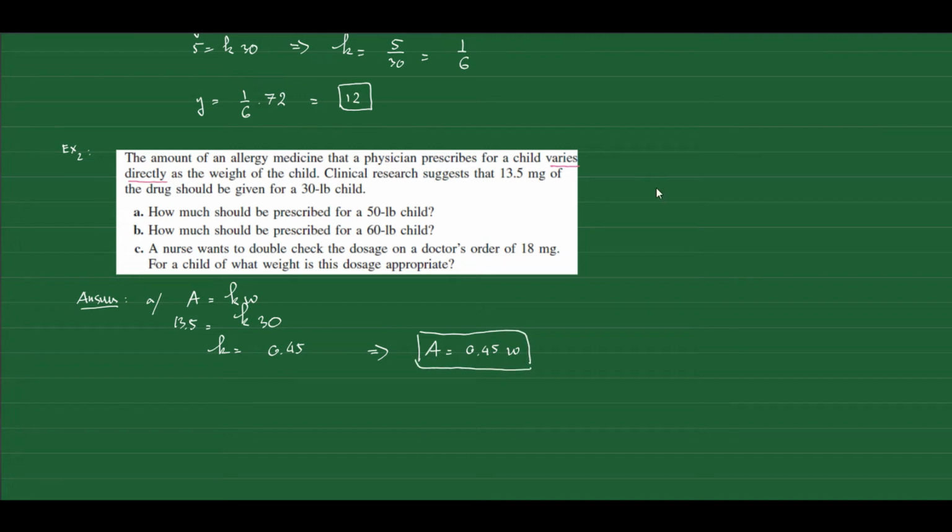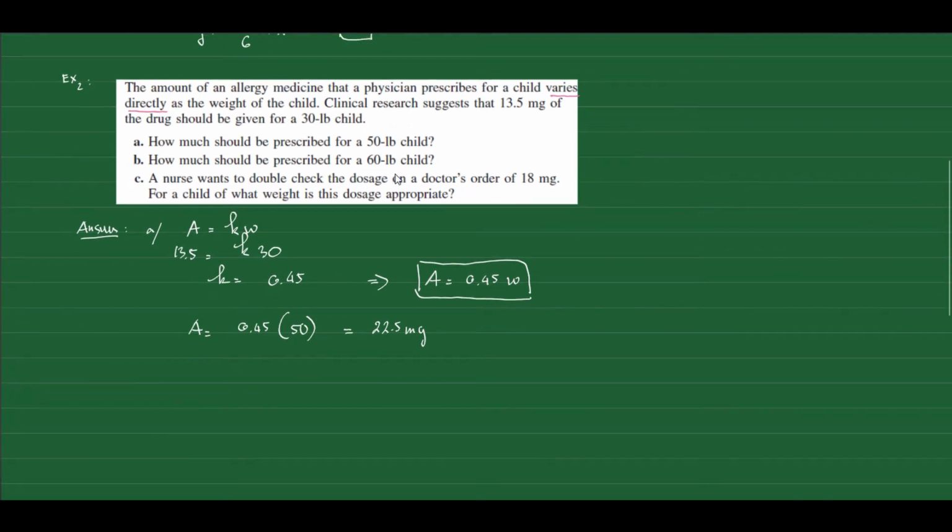Okay. How much should be prescribed for a 50 pound child? So they're asking you for A. So A will be 0.45 multiplied by 50, which is 22.5 milligrams. That's part A. And you do the same for part B. So for part B, you're just going to go ahead and plug them in.